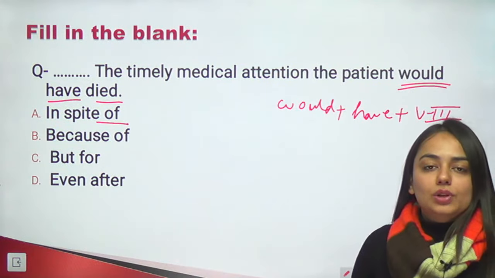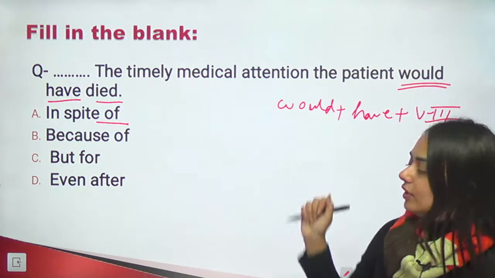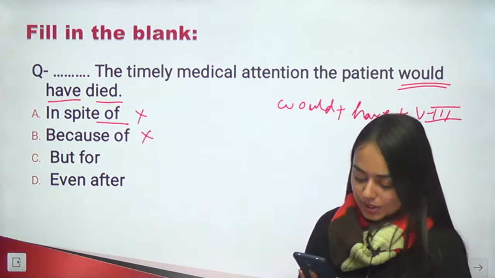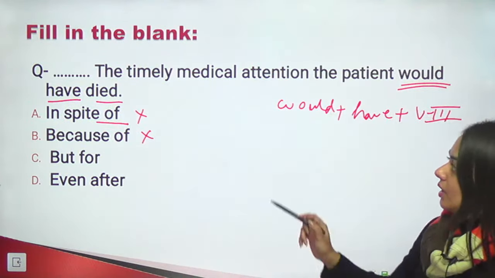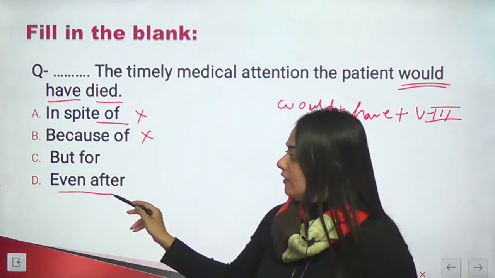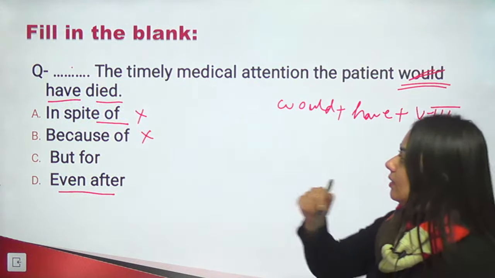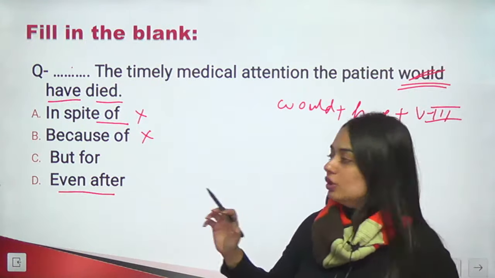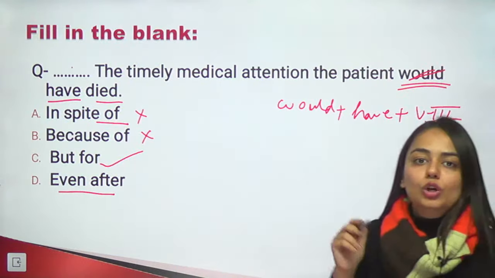Then which phrase will you use here? The right phrase. So because of the timely medical attention the patient would have died again becomes negative, abrupt, doesn't make any sense. So these two we can easily eliminate. Now we are left with even after and but for. So even after the timely medical attention the patient, if I write even after here, I cannot use this would with it. It would not make sense. See, even after the timely medical attention the patient would have died. The better choice here would be but for. But for the timely medical attention the patient would have died.